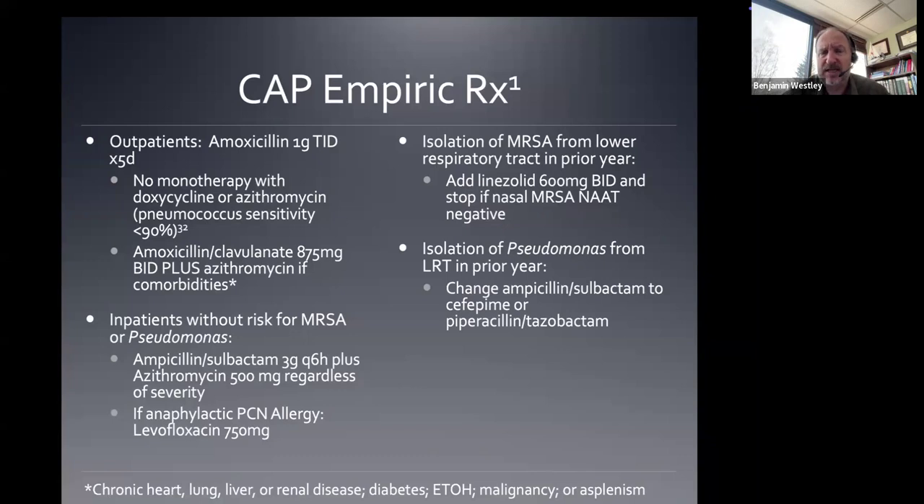If the patient had Pseudomonas isolated from the lower respiratory tract in the past year, then that should be covered. And the best way to do that is to change the ampicillin sulbactam to cefepime or piptazo.